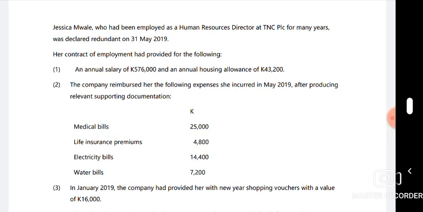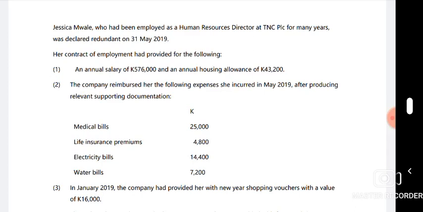Number 2, the company reimbursed her the following expenses she incurred in May 2019, after producing relevant supporting documentation. Let's see these expenses: medical bills, life insurance, electricity bills, water bills. Which of these will be included in the computation? Remember, all these adjustments that have been listed, we are only looking for those that are allowed for tax purposes.